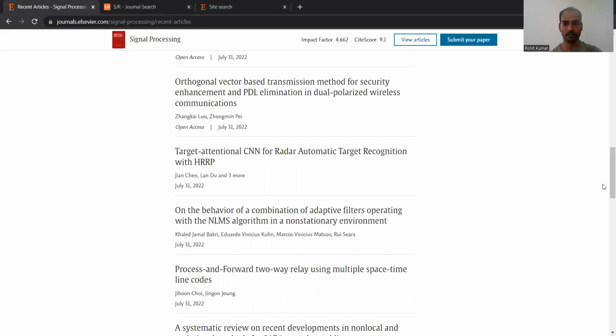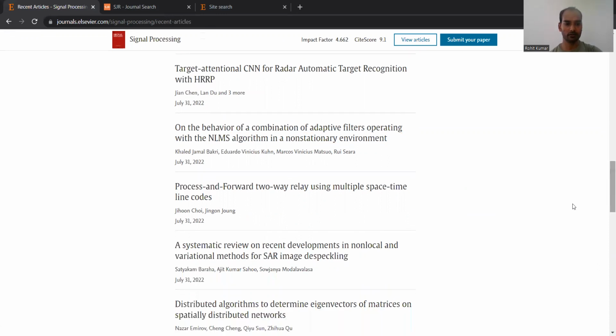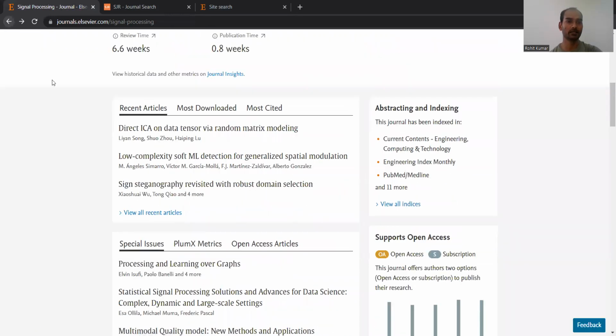And moving down, there are some systematic reviews also. So the journal accepts review works also. In this way, you can go to the recent articles and have a look and get an idea of which kinds of articles the journal is recently focusing on, and which different topics you can write on to get accepted into this particular journal.